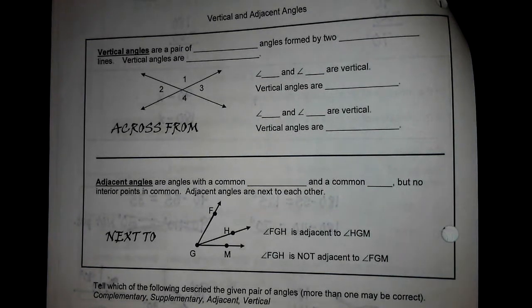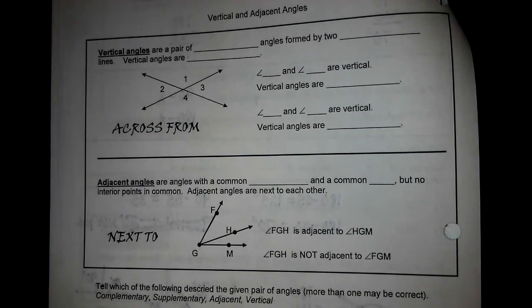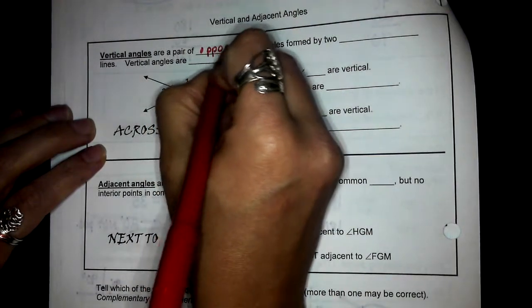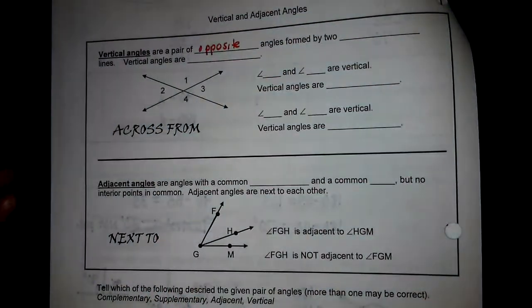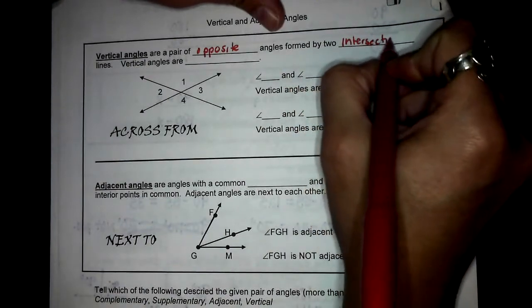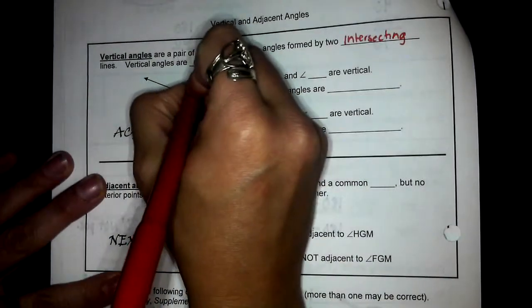All right, hey guys, today we're going to talk about a new type of angles. We've got vertical angles and we've got adjacent angles. Okay, so let's get these blanks filled in first. Vertical angles are a pair of opposite angles formed by two intersecting lines. Okay, vertical angles are congruent.